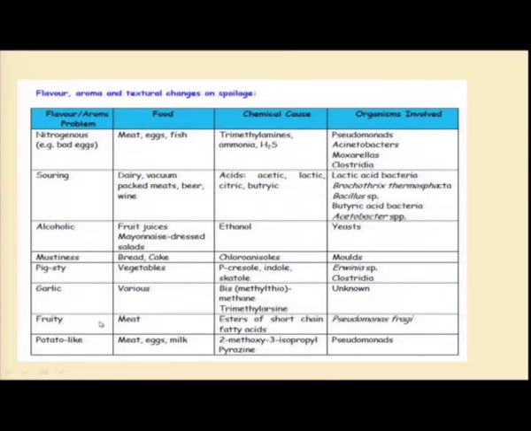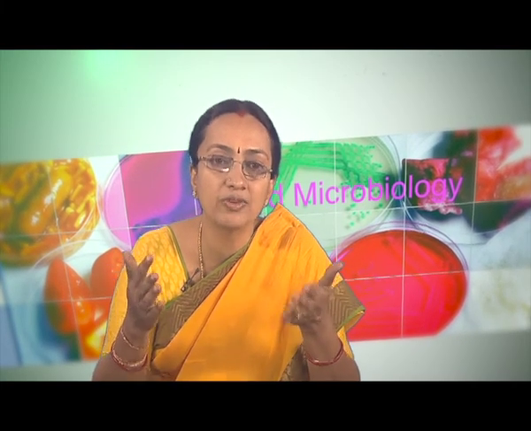Then meat can have a fruity smell. This is because of the production of esters. The causative organism is Pseudomonas. Meat, eggs, and milk can get spoiled by Pseudomonads also. So, depending upon the nature of the microbe which is infesting, the manifestation of spoilage as well as the change in the odor, aroma, flavor, and texture will change.